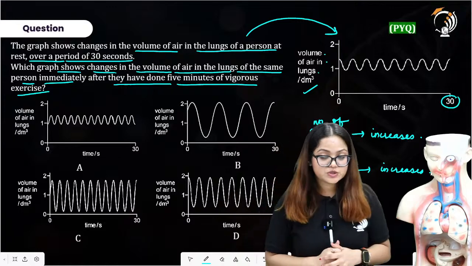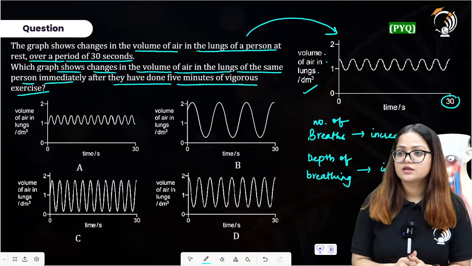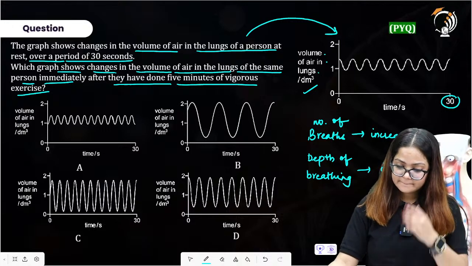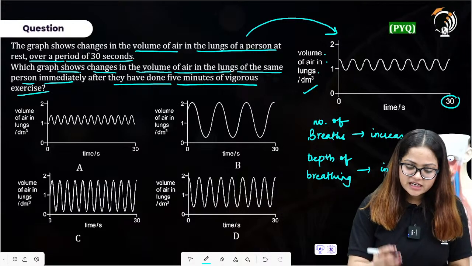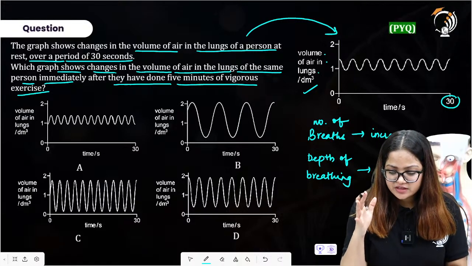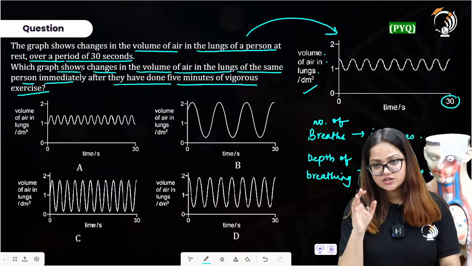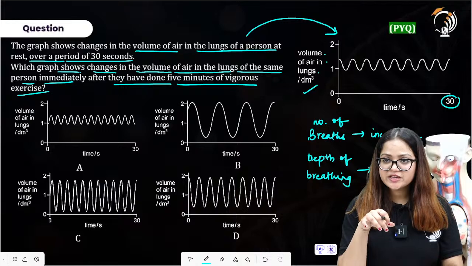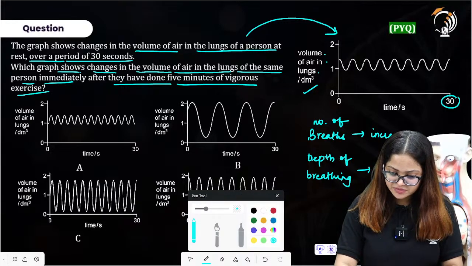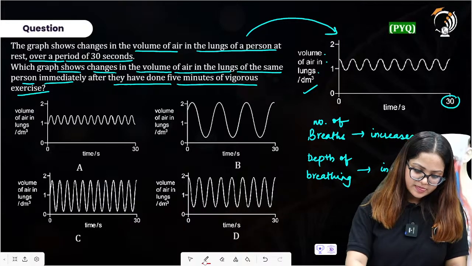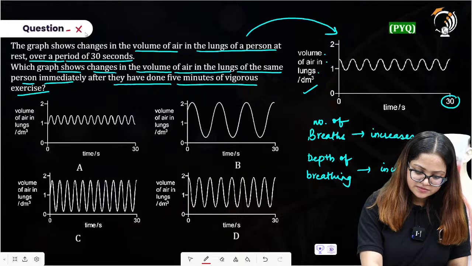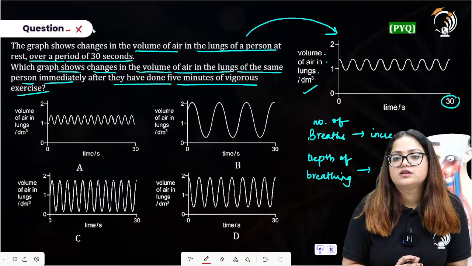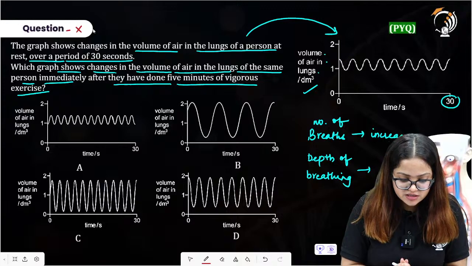Can you answer this question? The graph shows changes in the volume of air in the lungs of a person at rest. So this is at rest. So C is for this question. Let us mark this question number as X. Is C the option for this?